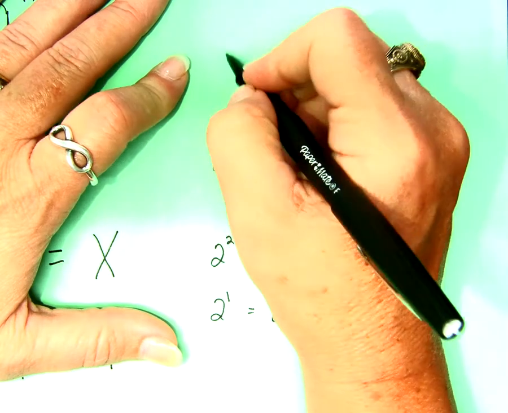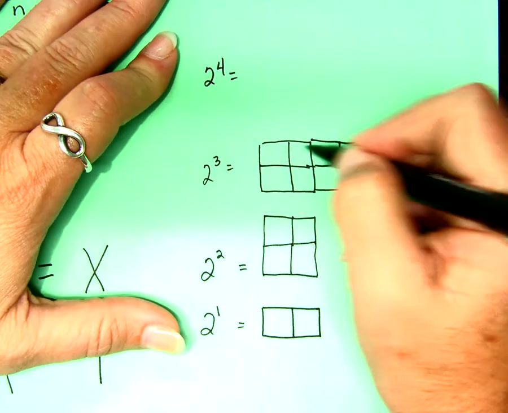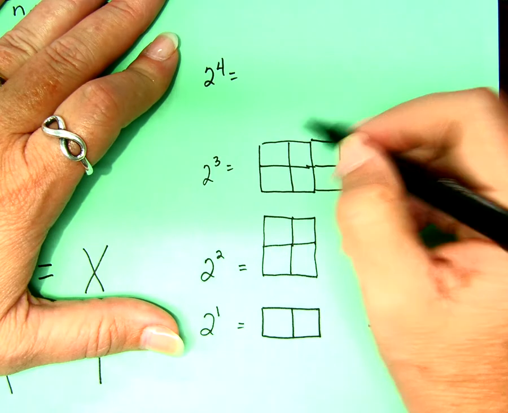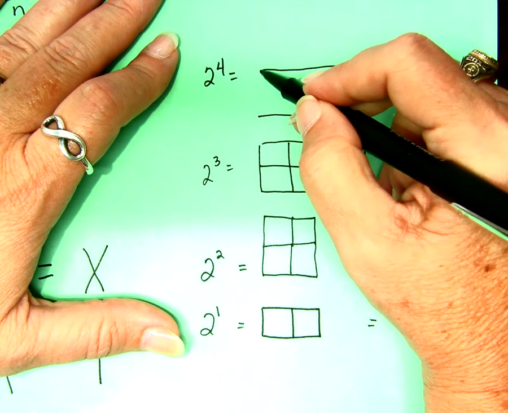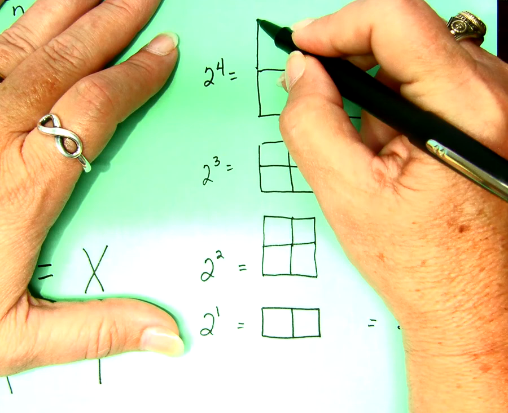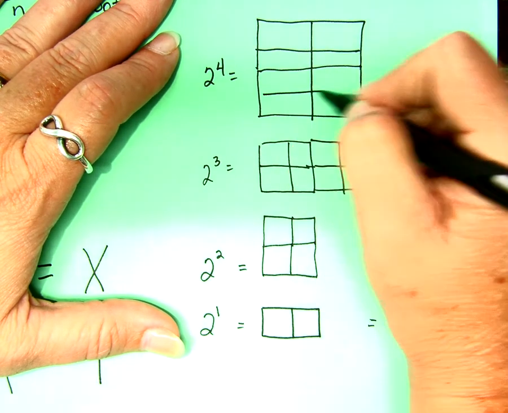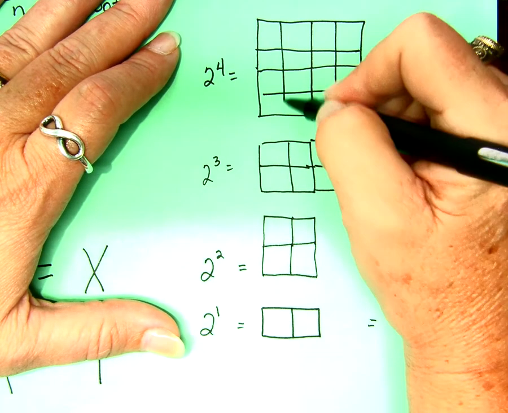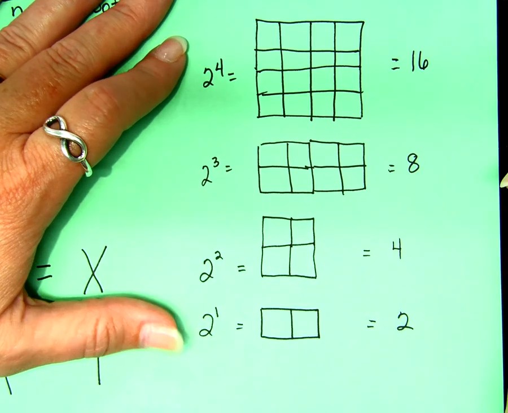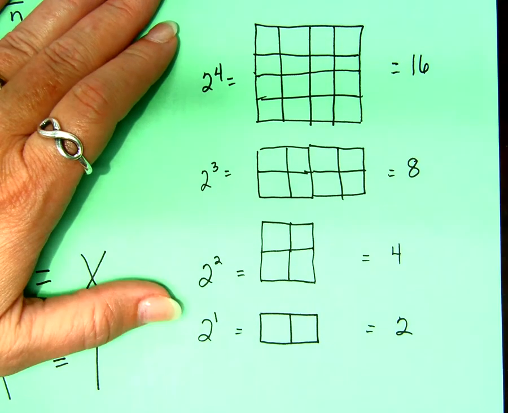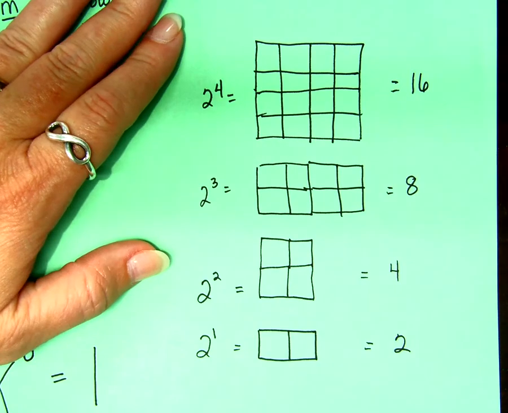Okay. What about 2 to the fourth? Because I doubled this one, right? So I'm going to take my original shape, and then I'm going to double it. And when I double it, how many do I have now? 16, right? Now, there's some patterns in this set of pictures right here.